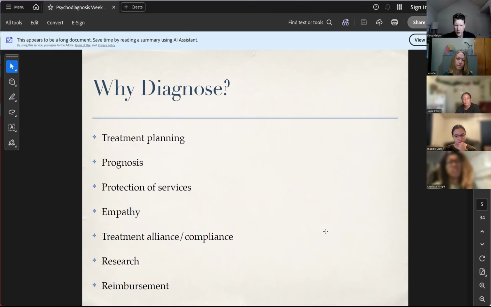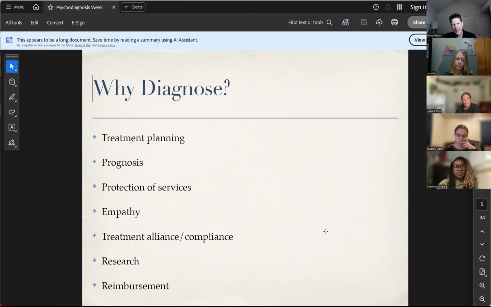So using empathy, treatment alliance and compliance, research. If we understand more about, say it's trauma and maybe they have PTSD, and we go out and do more and more research on it, and then we learn more and more, we can help that person, but we can help more and more people too. But we can't really do all of this unless we give these individuals a diagnosis and have a starting point for something.